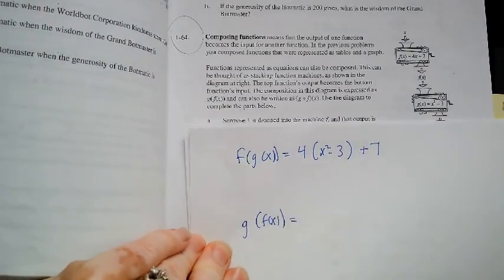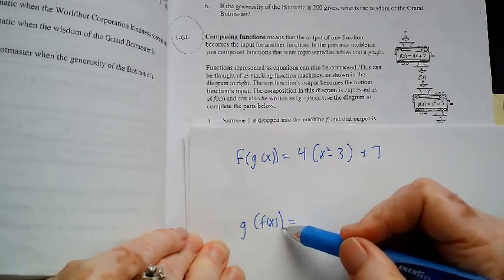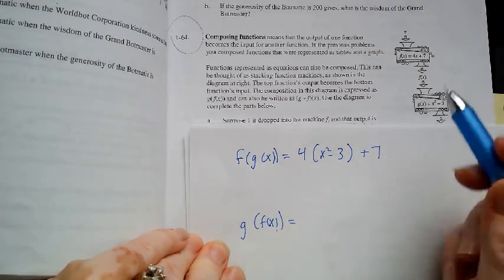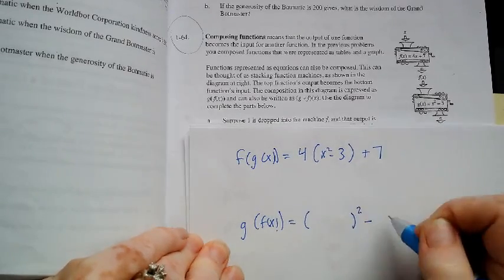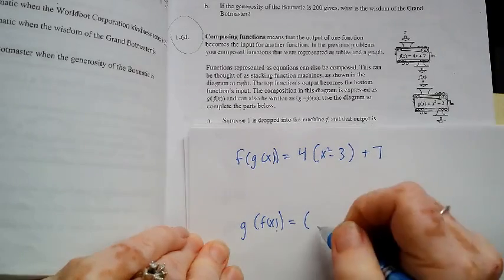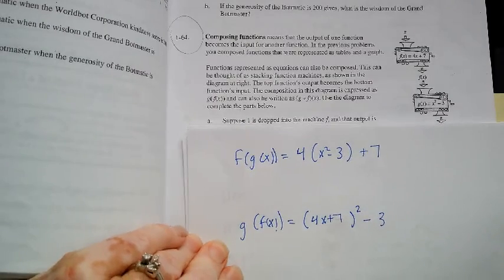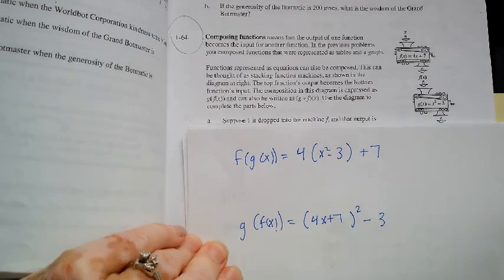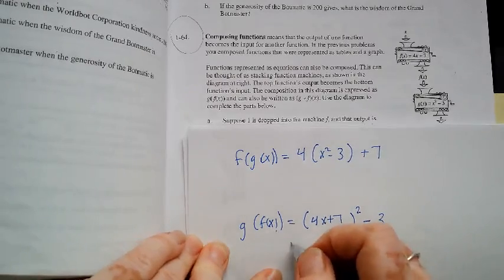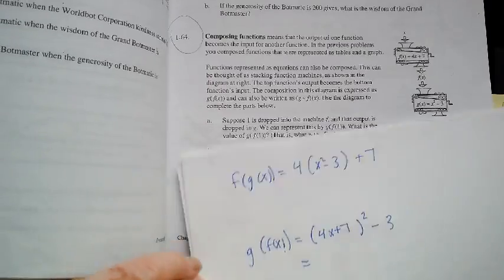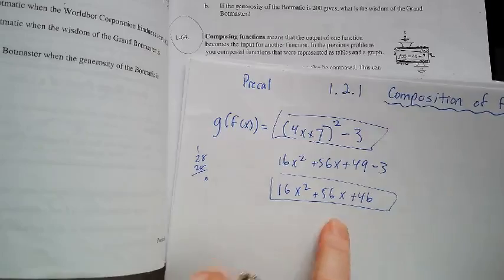So let's see what I get. I might have to clean that up a little bit. g of f of x. That means I have to plug f of x into the g function. Well, the g function has x squared minus 3. I'm going to plug f of x in there. Didn't I already do that? I mean, they look a little different from each other. This one I've already done because I did it right here. Remember when I plugged it in? It was 16x squared plus 56x plus 46.